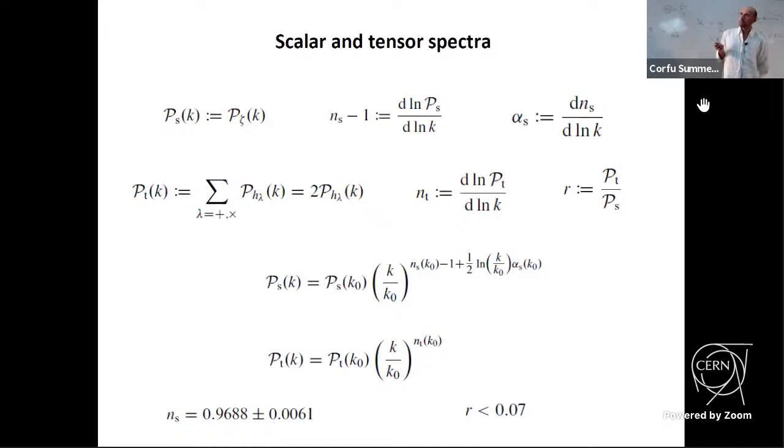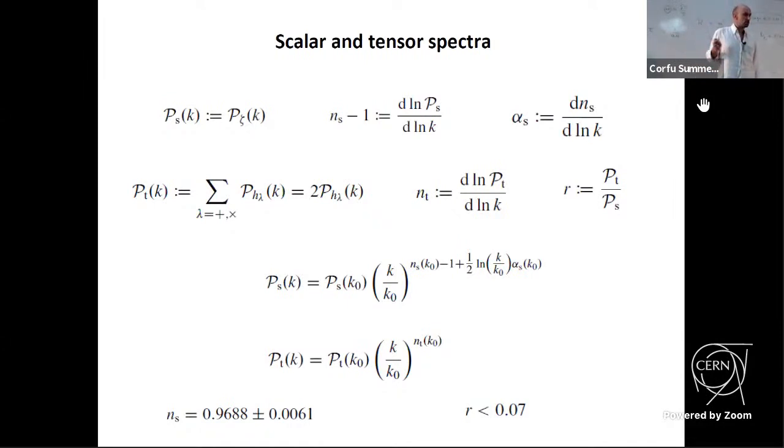If this spectrum were a pure power law, then this would be the only parameter you need except the amplitude. But in general, you don't know a priori that your spectrum is a pure power law. So you have to introduce other parameters, for instance, the variation of the scalar index with respect to the scale, the moving wave number, which is denoted as alpha s. And it's called the running of the spectrum, because it's running with a moving scale.